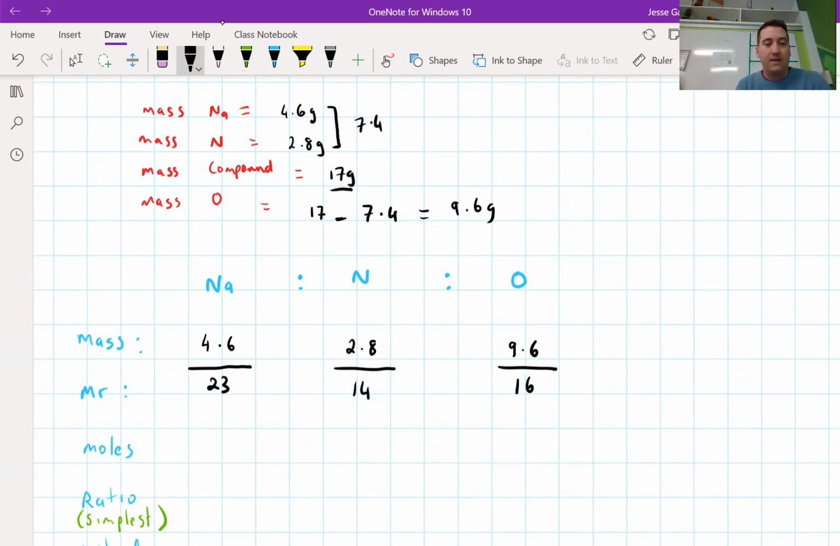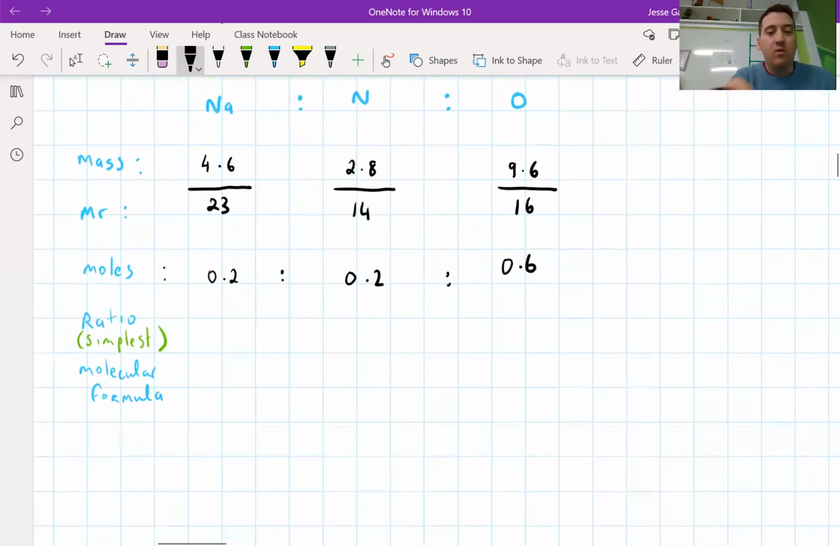So now we've got a way to turn mass into moles. We divide by the MR, and we're going to get moles on this third line down here. So this is where we're working at now. If you didn't know what to do there, pause the video and get the moles for each one now. So 4.6 divided by 23 gives you 0.2 moles of sodium. Then 2.8 divided by 14 gives 0.2 moles of nitrogen. And 9.6 divided by 16 gives 0.6 moles of oxygen. Well done if you got that line right.